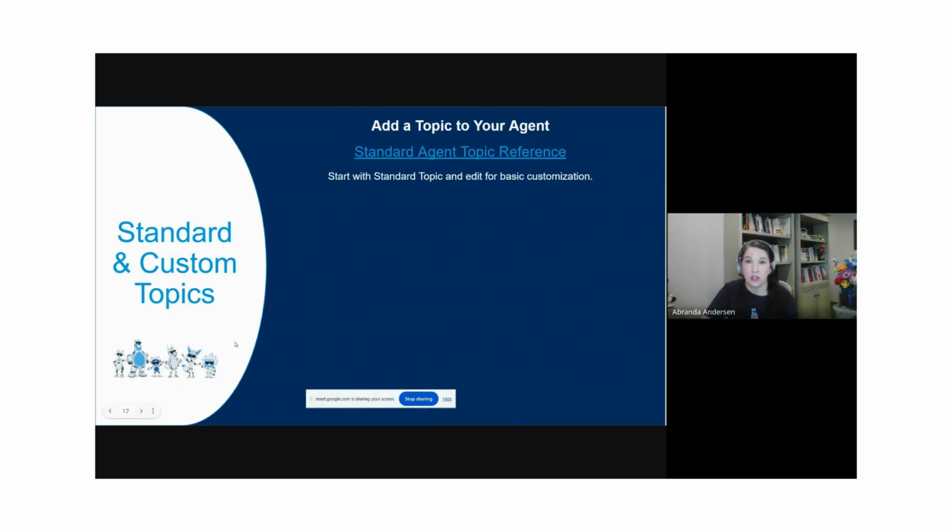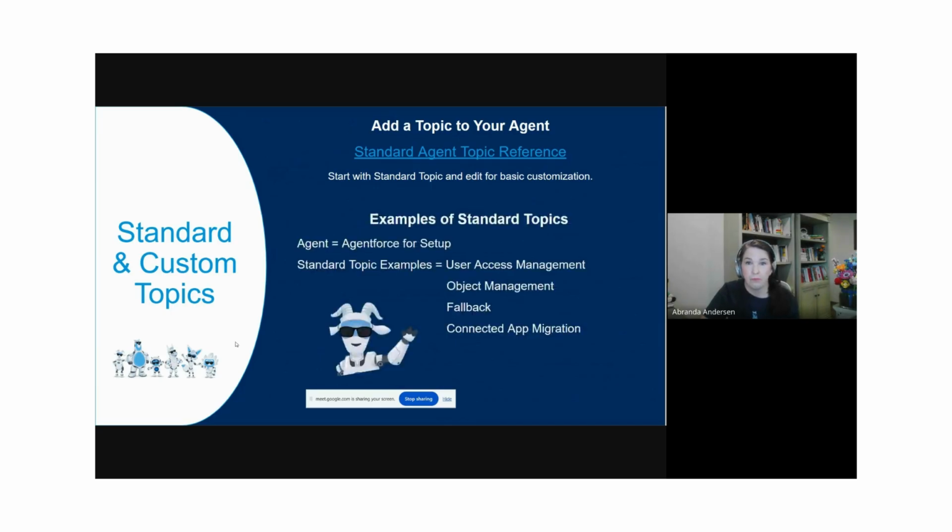So adding a topic to your agent. This is a hyperlink, and I don't know if it will come through in the recording or not. So we'll ask Meredith to upload this link as well. But this is the long list of standard agent topics that are pre-configured for your agents. You can still edit standard topics, which is a big use case as far as adding standard topics, so you don't have to start from the ground up. But that's what the best practice recommendation would be.